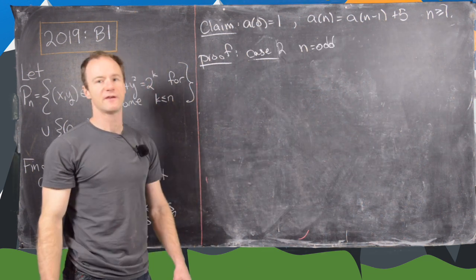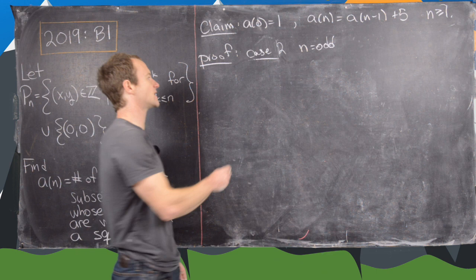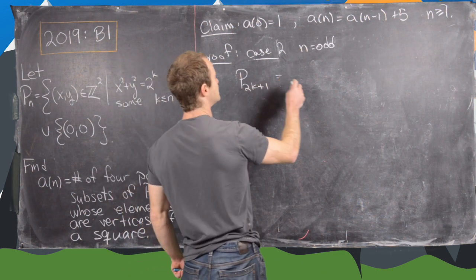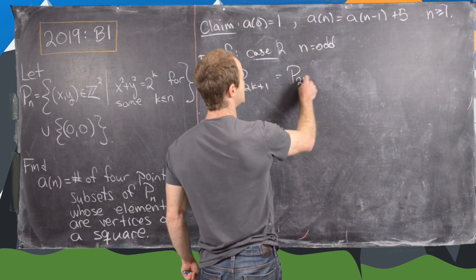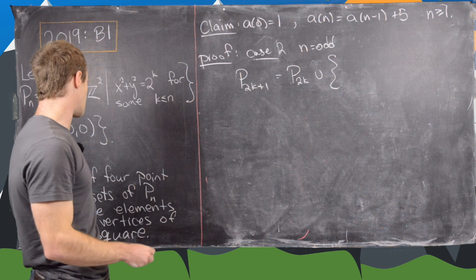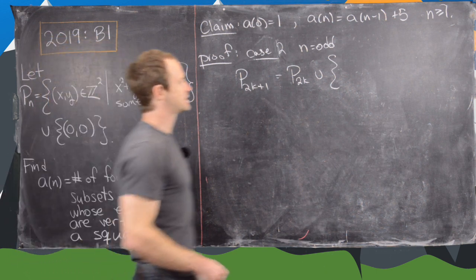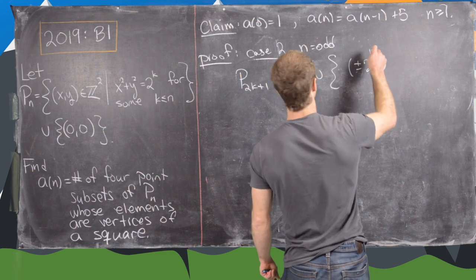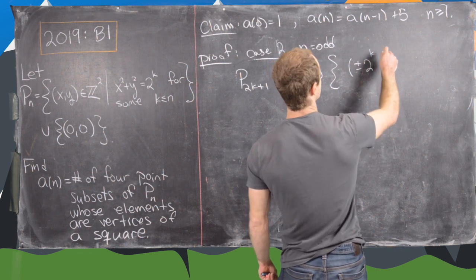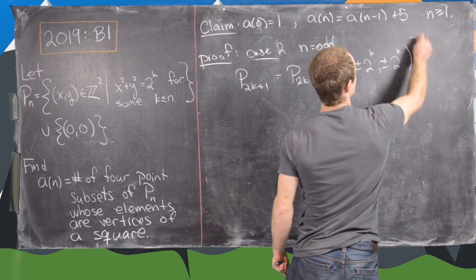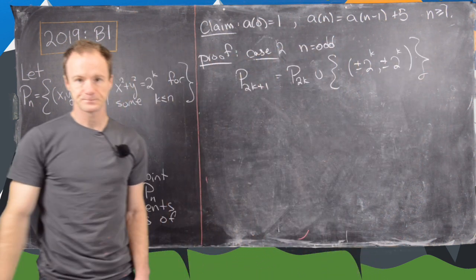Okay, so now we're ready for our second case, which is when n is odd. And in this case, we're going to use P of 2k plus 1, which is equal to P of 2k union 4 more points, again built upon our previous claim. The 4 new points in this case are plus or minus 2 to the k, plus or minus 2 to the k, like that. Okay, good.